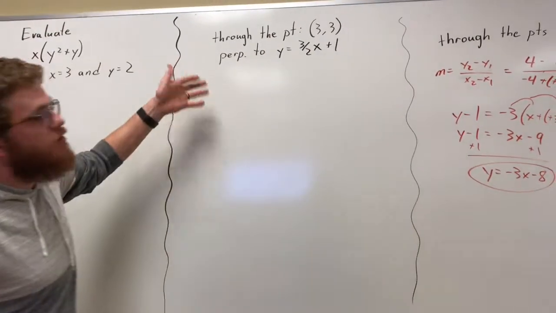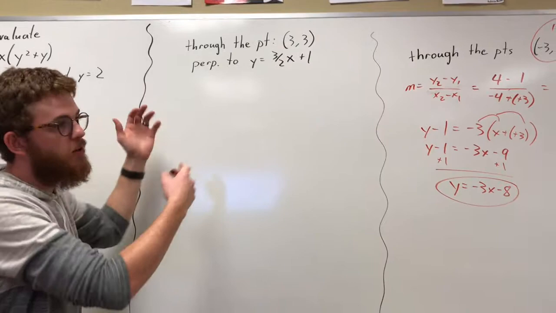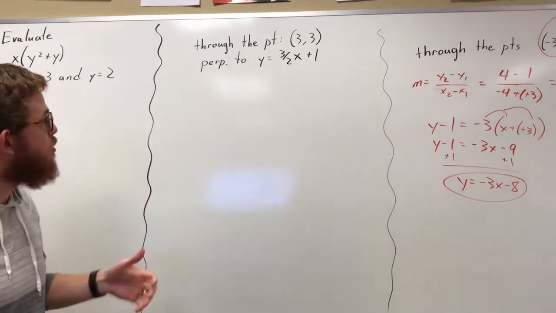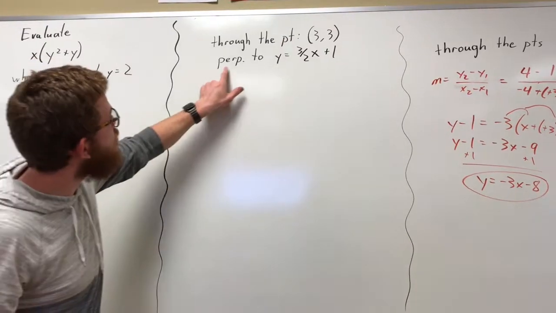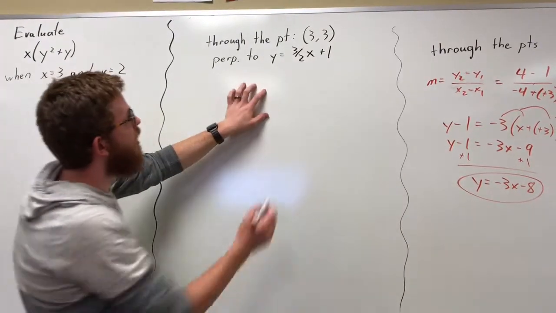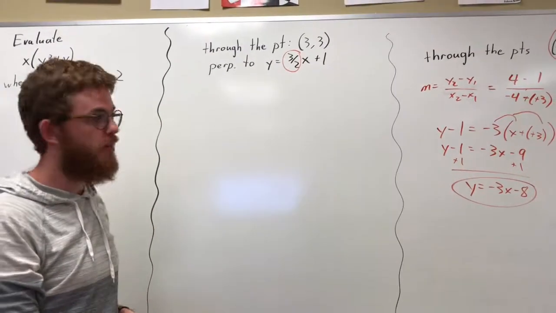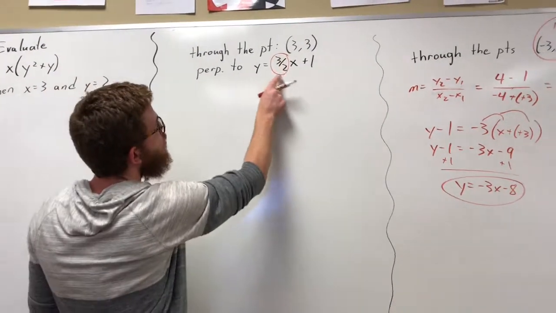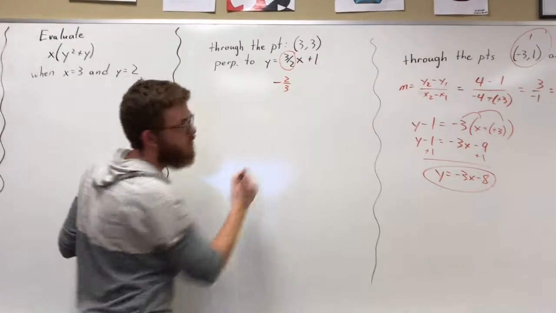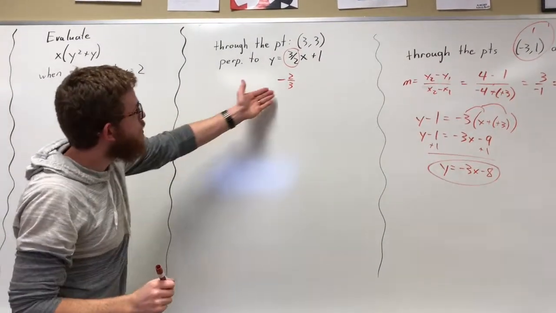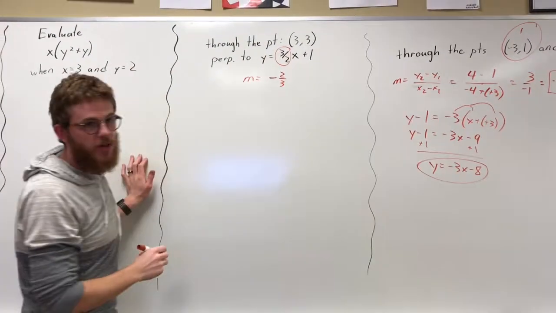Finally, we could be given a point and then we're given some equation that might be parallel, it might be perpendicular. Well, remember, if it's parallel, the slopes would be exactly the same, but since this one is perpendicular to this line, we know our slope is going to be the opposite reciprocal of that. Well, the opposite reciprocal of 3 over 2 is a negative 2 over 3. And so now we have our slope. Our slope is that negative 2 over 3, and we have a point.